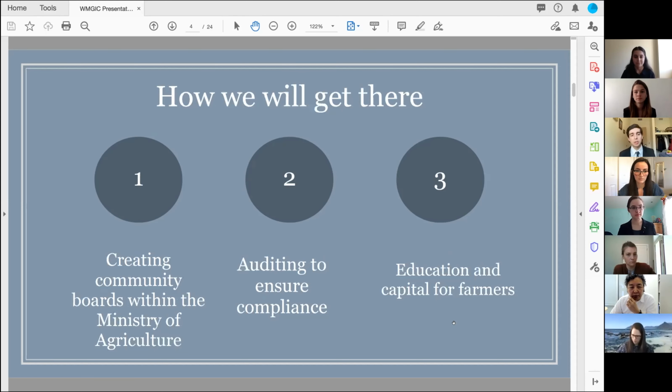First, we want to create community boards to operate within the Ministry of Agriculture. Second, we want to make sure we audit farms to ensure compliance with existing regulations. And finally, we're going to provide education and capital for small farmers.